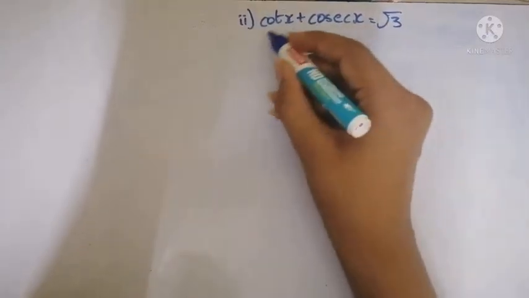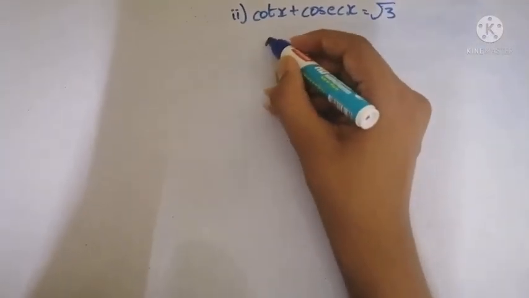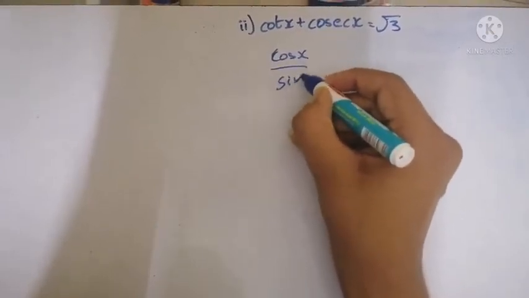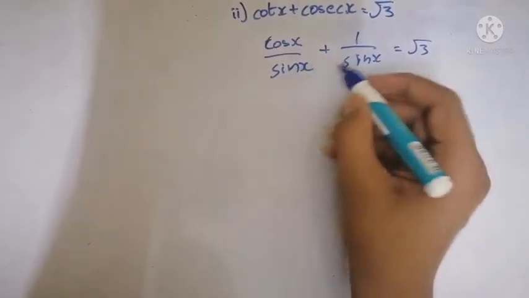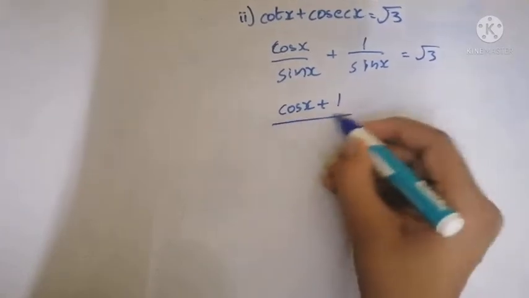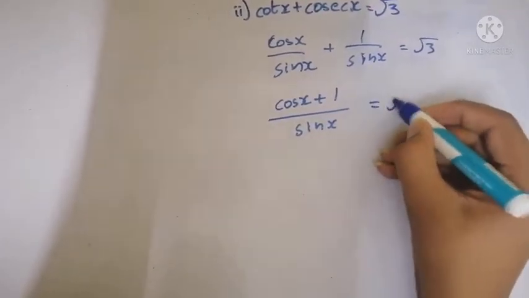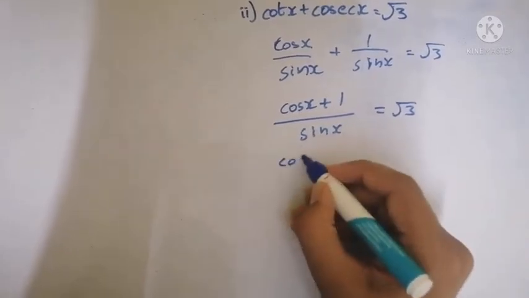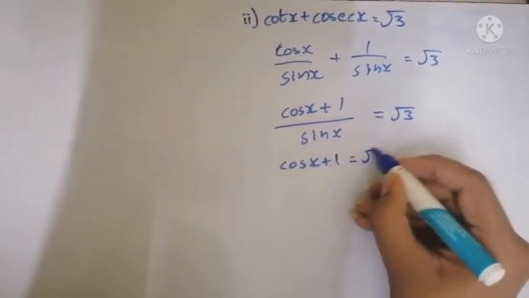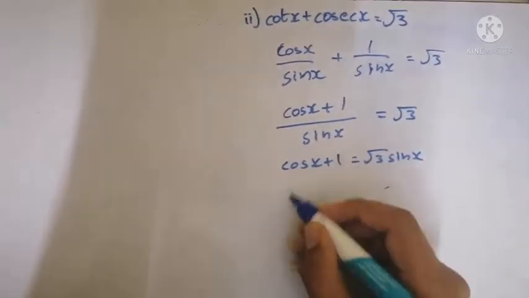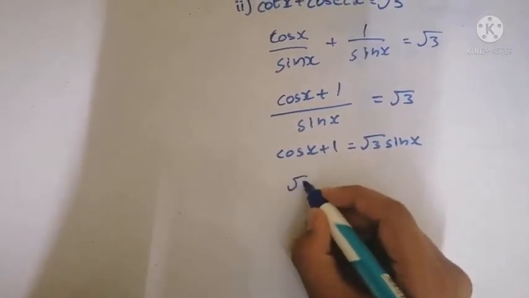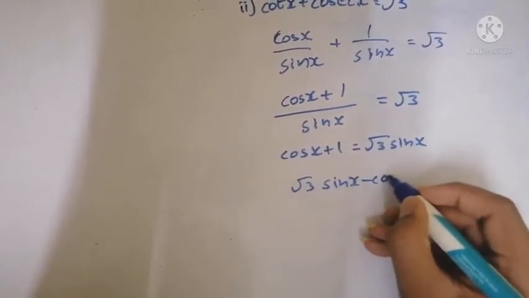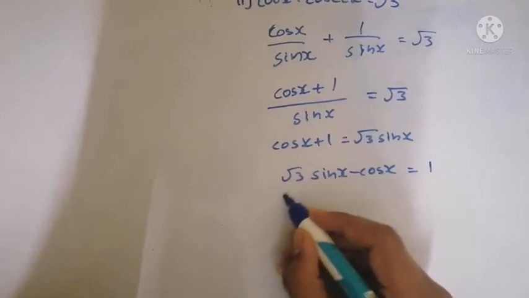So in this we can see cot x equals cos x by sin x, plus 1 by sin x is equal to root 3. So cos x plus 1 by sin x is equal to root 3. We will take the sin x to the right hand side. So cos x plus 1 equals root 3 sin x. Now transferring cos x to the right hand side, root 3 sin x minus cos x. We will keep that like that only because we will get it in the required form. So now divide by 2.